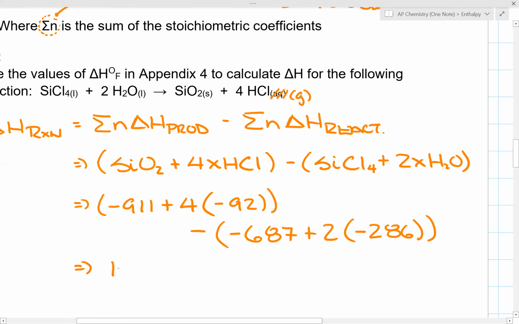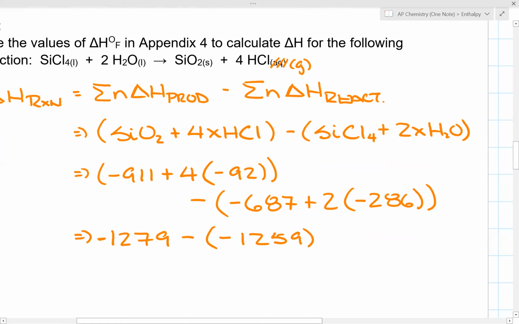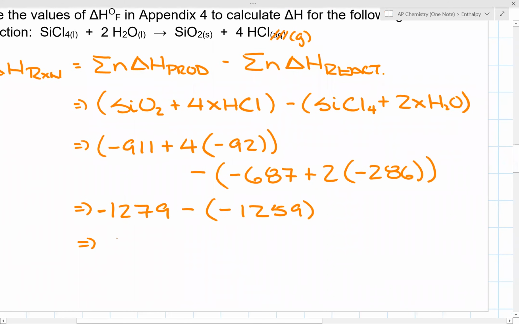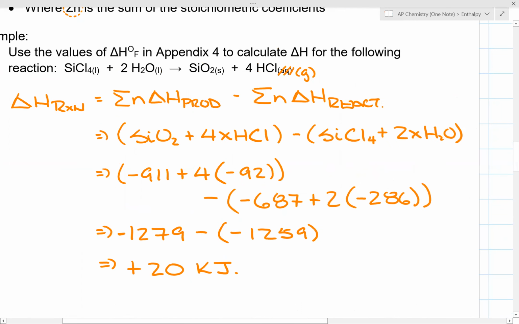So I get 1279 minus 687, minus, oh, sorry, here this would be negative 1259. And so what I would get here is positive 20 kilojoules. Okay, that's what the delta H would be.